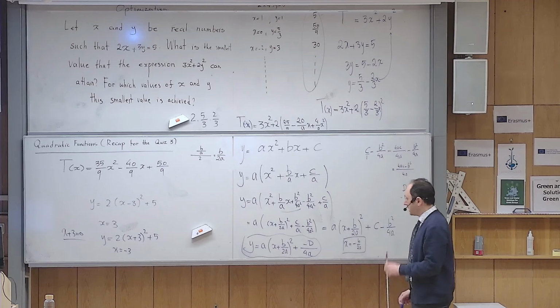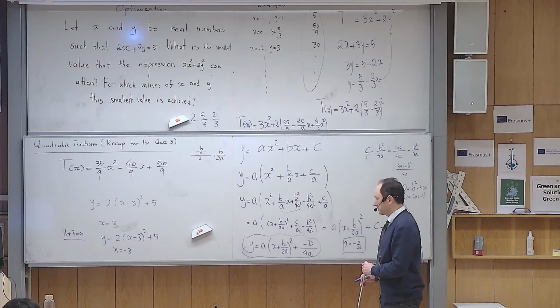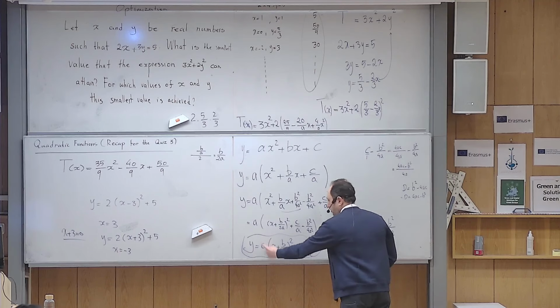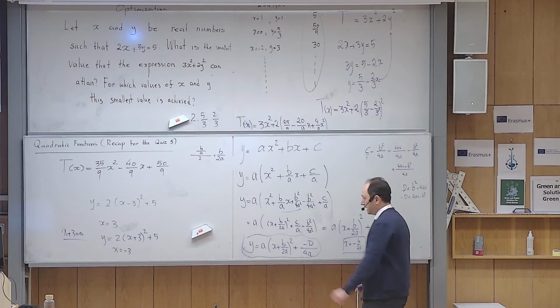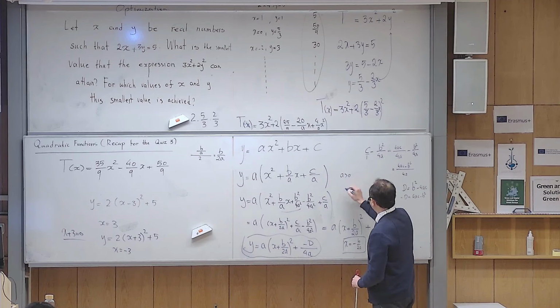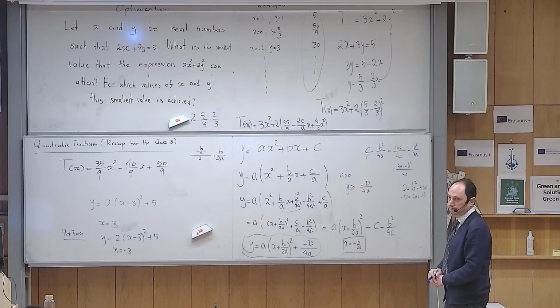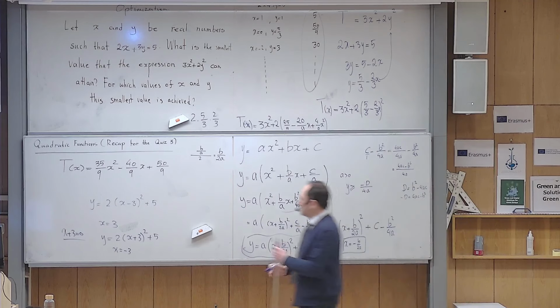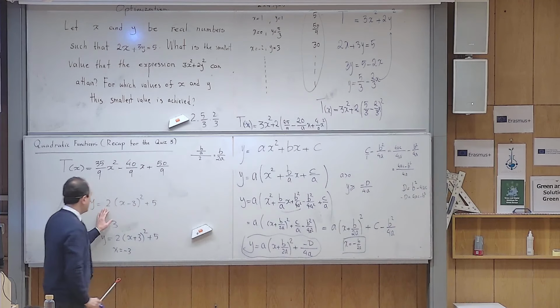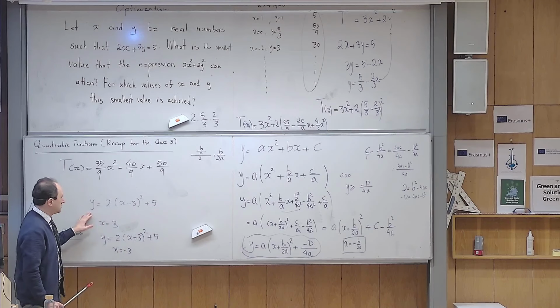Okay. Let me ask you another question. If a is positive, then this is also positive. And then, if a is positive, can I say that y is greater than or equal to minus d over 4a? Here. Can you tell me what is the minimum value for this?